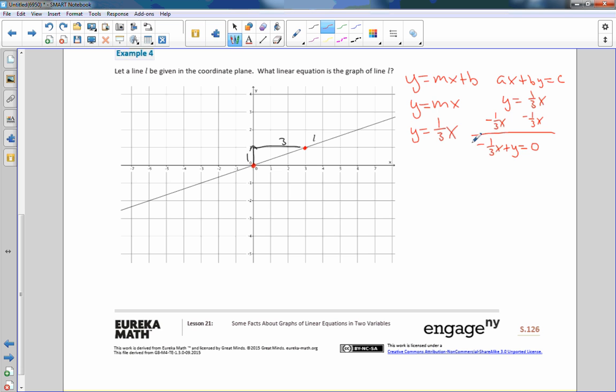I don't want a to be negative or a fraction, so I'm going to multiply by a negative denominator, negative 3. Negative times negative is positive. 3 times 1/3 is 1x. Negative 3 times y is negative 3y. And negative 3 times 0 is still 0. So this is my standard form, and this is my slope-intercept form of the same line.